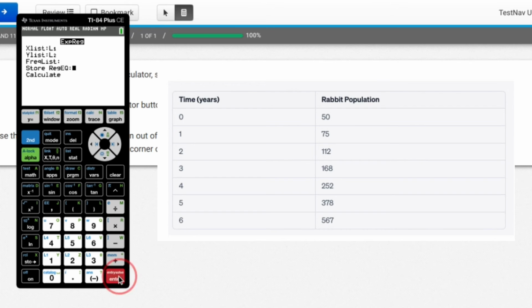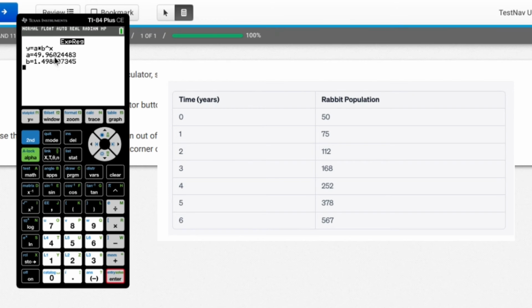So what I'm going to do is store my regression equation so that when I hit y equals, it's there. Did this before. So I'm going to go to vars, I'm going to go to y vars, I'm going to go to function, and I'm going to hit y sub 1. Okay? So when I calculate, I get that gross-looking equation right there. But that's my equation for the data.